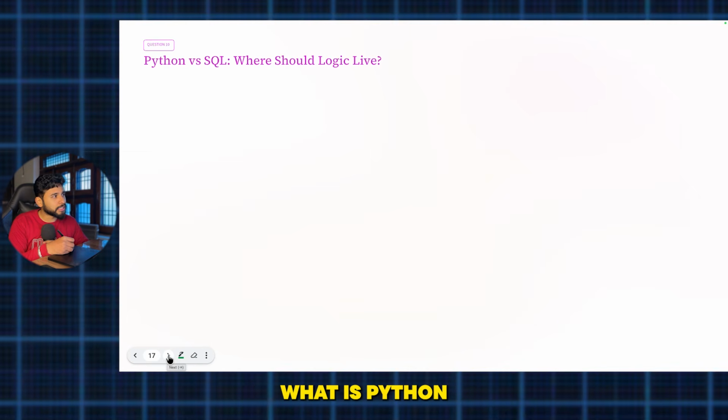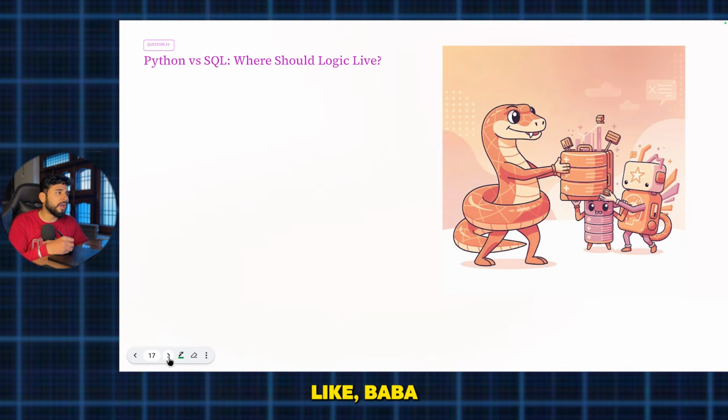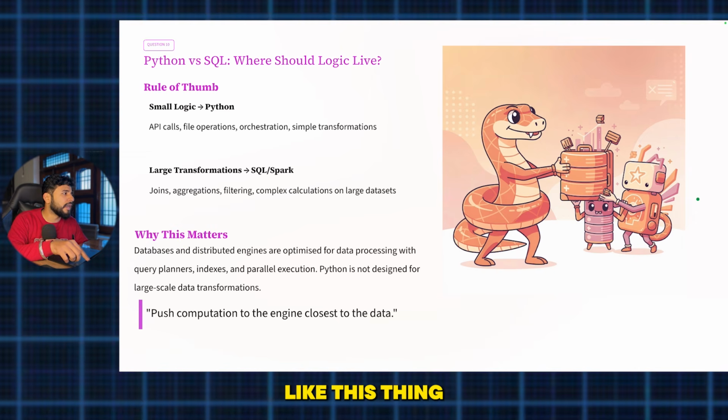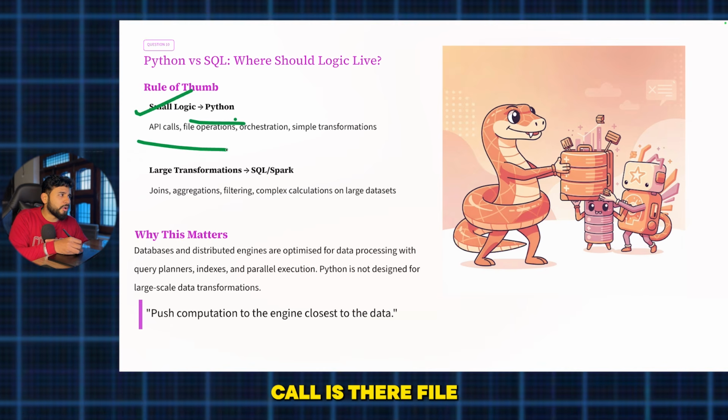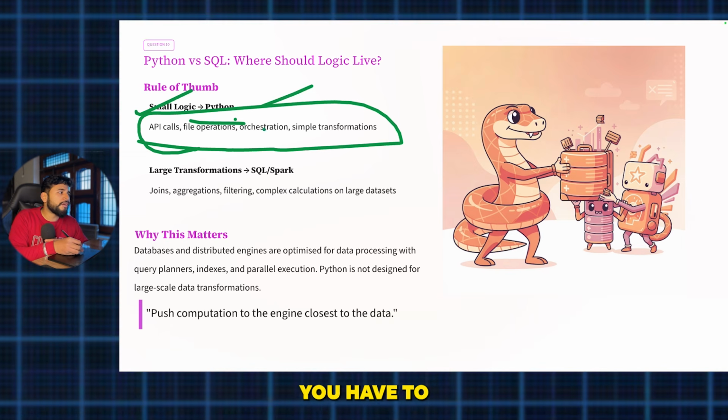Next question is, what is Python versus SQL? When should you use which tool, when should you use Python, and when should you use SQL? Different tools have different benefits. The rule of thumb is, for small logic, you should use Python directly. API calls, file operations, orchestration, any kind of automation you have to do, you have to use Python.